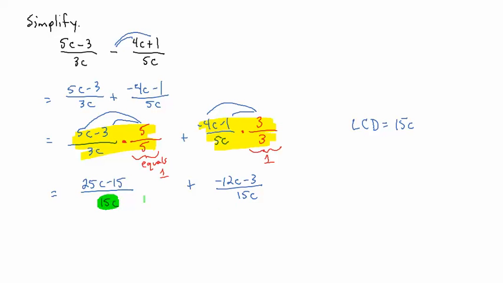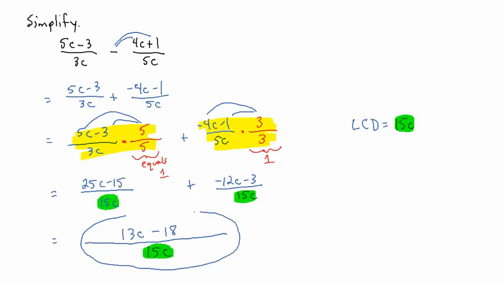Now notice, my fractions have the common denominator on the bottom, 15c. Now that the denominators are the same, I'll combine the two fractions into a single fraction with that denominator. Right, when you add, the denominator stays the same. So I have 25c plus negative 12c, which is 13c. Negative 15 minus 3 is negative 18. I can't factor anything here to cancel, so I'm done. So there's a simple example where the denominators are not the same.